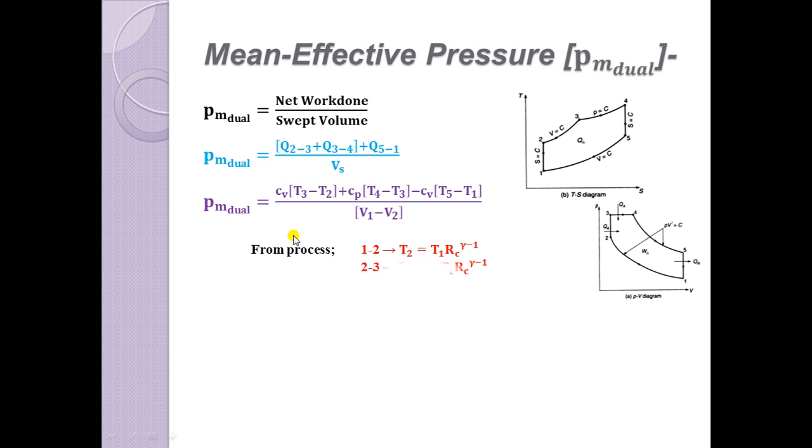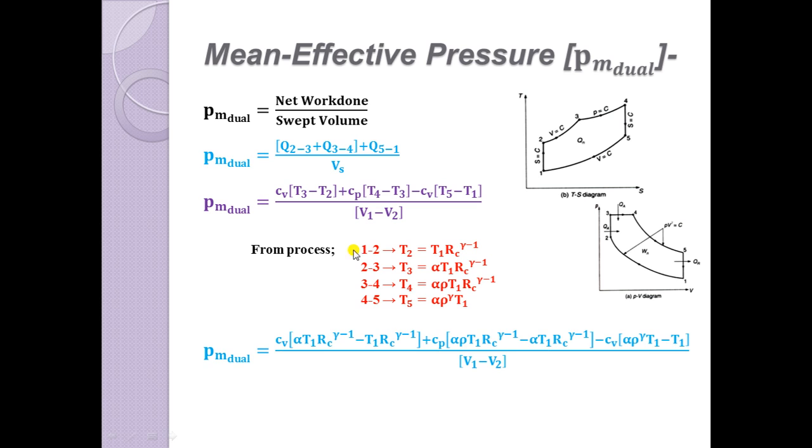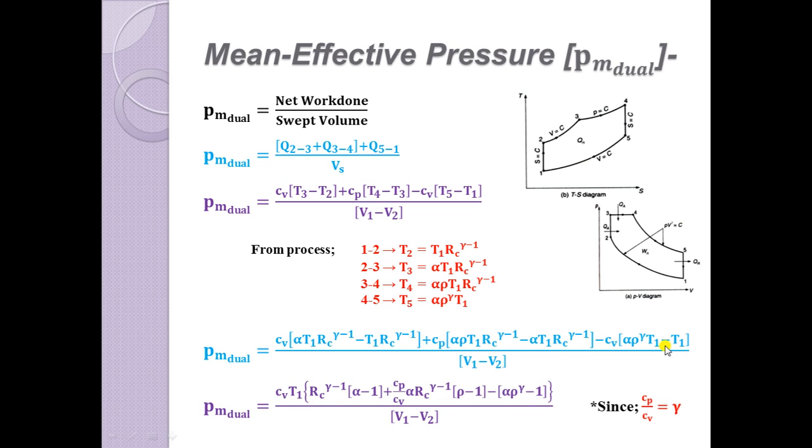So we have different relations based on processes 1-2, 2-3, 3-4 and 4-5 as T2, T3, T4, T5 as given here. Now we are going to replace T3, T2, T4, T3 and T5 based on these relations, and we will get this expression. Now we are going to simplify this by taking Cv and T1 as common in all these terms, and we will get this expression.